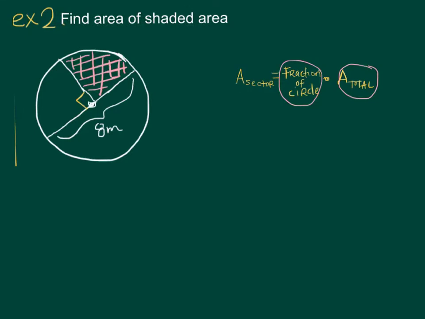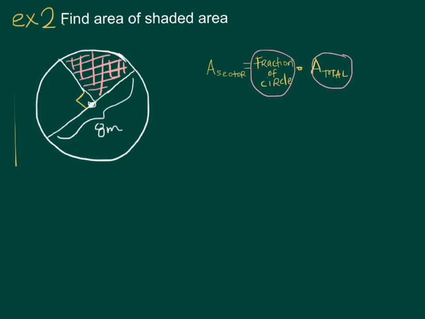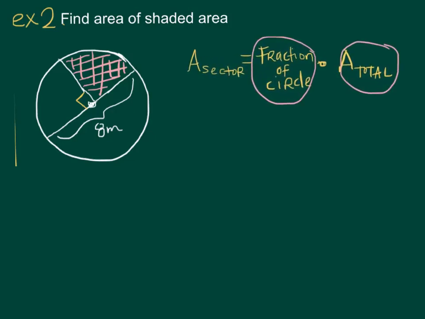For example 2, they're asking us to find the area of the shaded area, in this case only this part of the circle. And that automatically makes me recall this formula. So I'm going to have to find first the fraction of the circle that this section represents, and then I'm going to have to find the total area. So those are 2 things I'm going to have to find, and then I'm going to multiply them together.